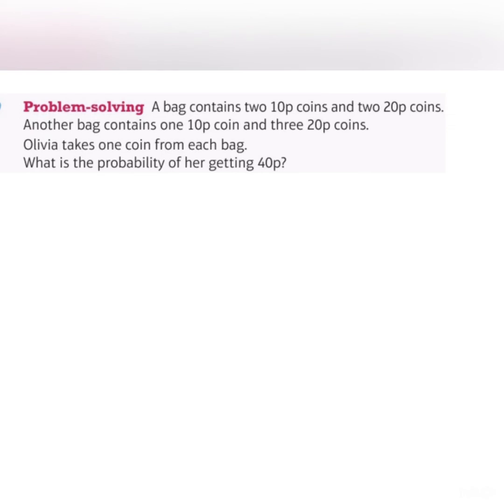Okay, it says a bag contains 2 10p coins and 2 20p coins, and another bag contains 1 10p coin and 3 20p coins, and Olivia takes 1 coin from each bag, and what is the probability of getting 40p? Now, what's going to help you with this question is drawing the sample space diagram and listing the outcomes. So have a go at this question and then check your answer.